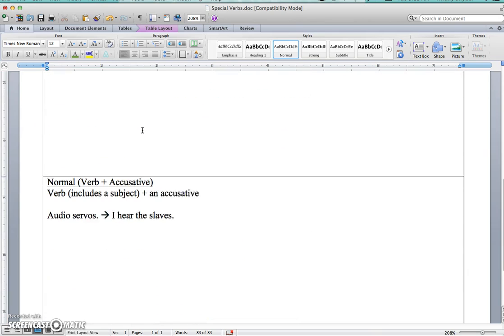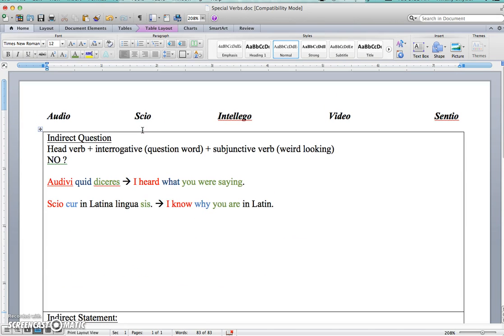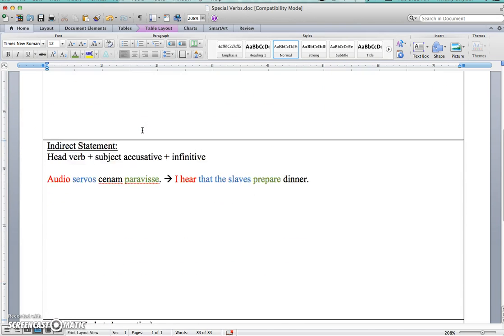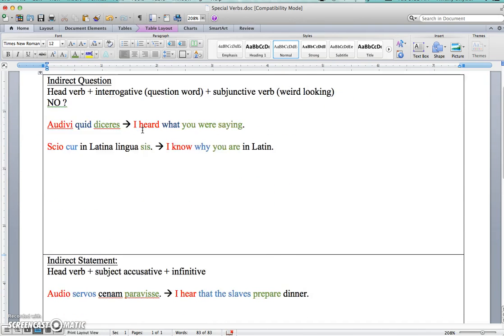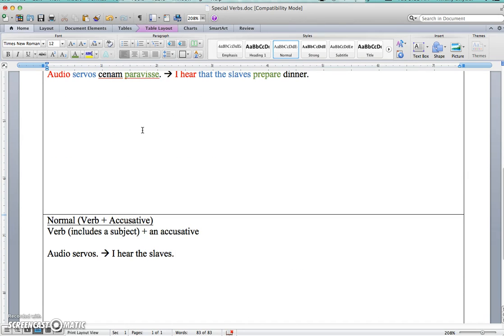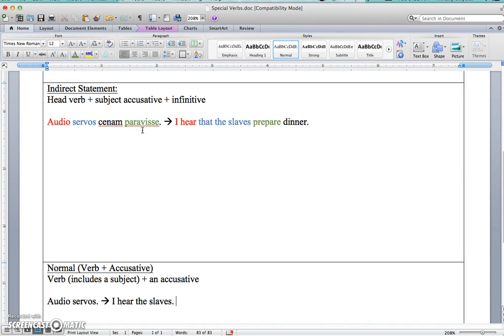So on your quiz, you're going to need to be able to pick these out. So I'm going to give you a sentence using audio, scio, intellego, video, or senteo. And you're going to have to tell me which one of the three I'm looking at. Indirect question, indirect statement, or just the normal use verb plus accusative. All right, so be prepared for that. Ask me any questions you may have, either in some downtime today or the next time we see each other, probably tomorrow.